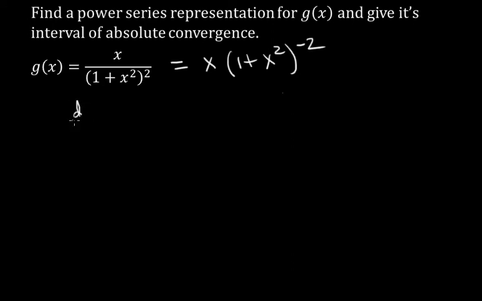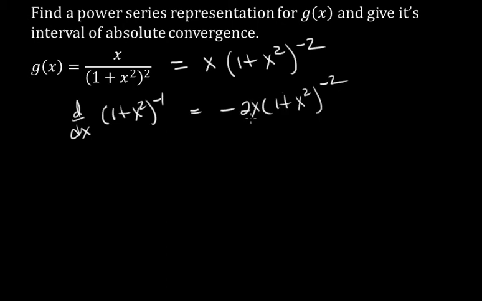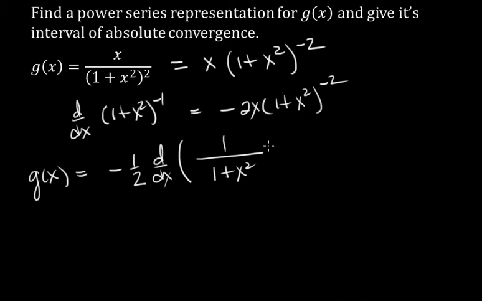In fact, the derivative with respect to x of 1 over 1 plus x squared, or let's write that (1 plus x squared) to the minus 1, is equal to minus (1 plus x squared) to the minus 2 times 2x. So you see it's almost exactly the same thing. In fact, g of x is minus 1 half that derivative. Minus 1 half the derivative with respect to x of 1 over 1 plus x squared.